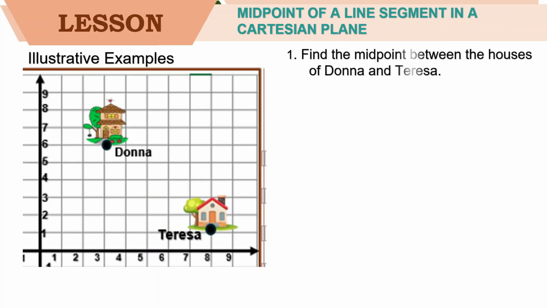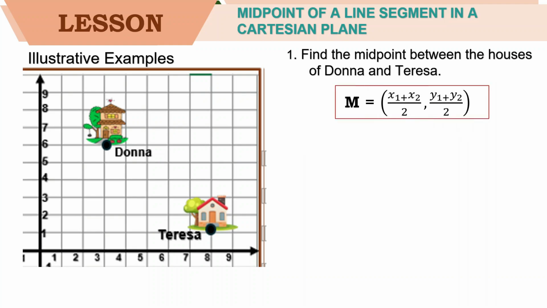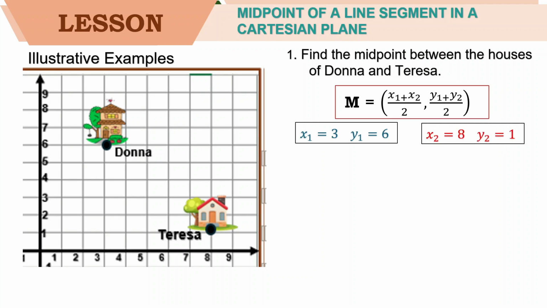Let's have an example. Find the midpoint between the houses of Donna and Teresa. Let's have the midpoint formula, and let's substitute the coordinates of the points. So Donna is at 3, 6. So let's count those coordinates as x sub 1 and y sub 1 respectively. Whereas x sub 2 and y sub 2, which is Teresa's coordinates, will be 8 and 1.